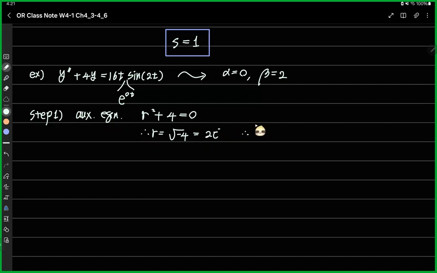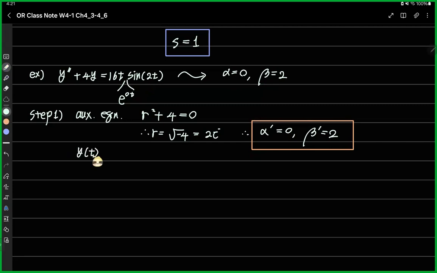Here, let me use alpha prime. Alpha prime is 0 and beta prime is 2. This is exactly the same as the alpha and beta in the external force, right? So this comes from the auxiliary equation, from the homogeneous equation, the general solution to the homogeneous equation.